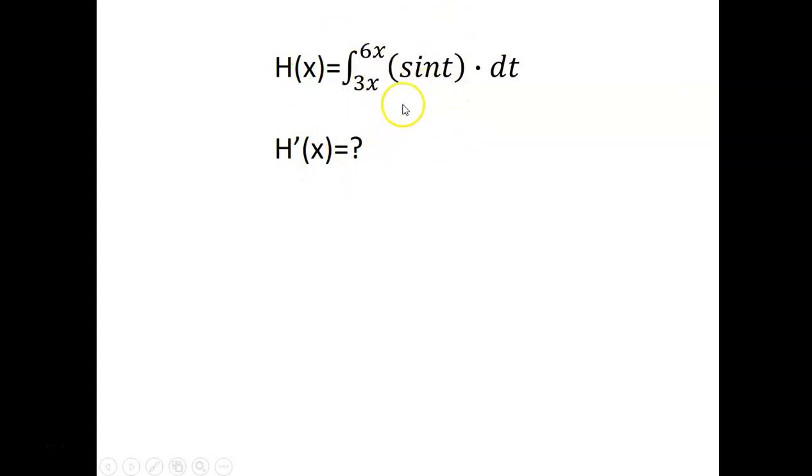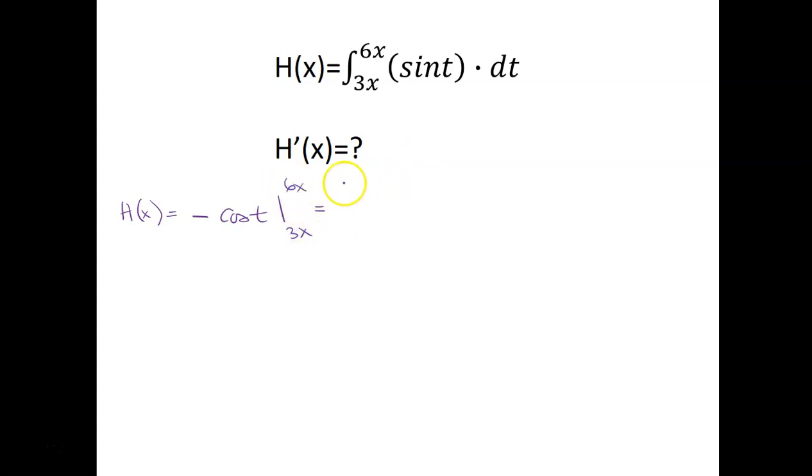Because in order to do this problem, you don't have to know the fundamental theorem of calculus. I could just do the integral and then take its derivative, right? Let me just figure out what h of x is. You want h prime of x? Well, h of x is the integral of sine t from 3x to 6x. So let me evaluate that. Whose derivative is this? The derivative of cosine is negative sine, so this must be negative cosine of t, evaluated from 3x to 6x.